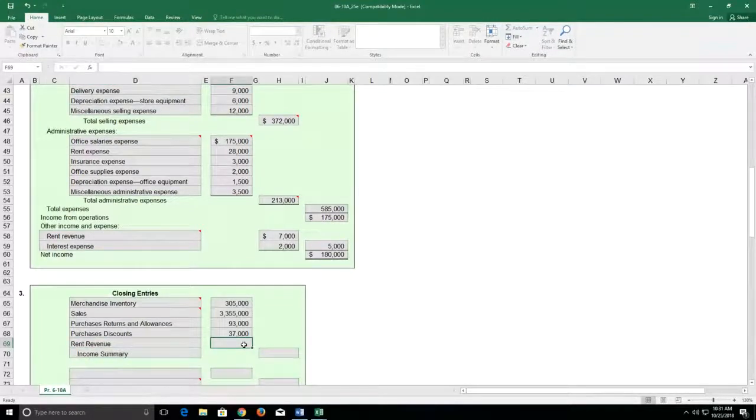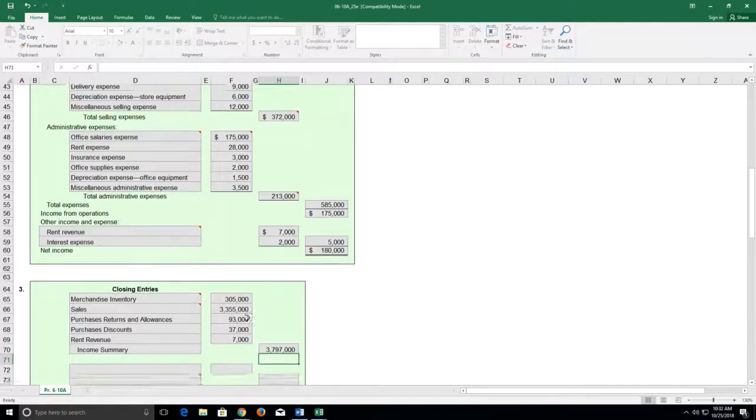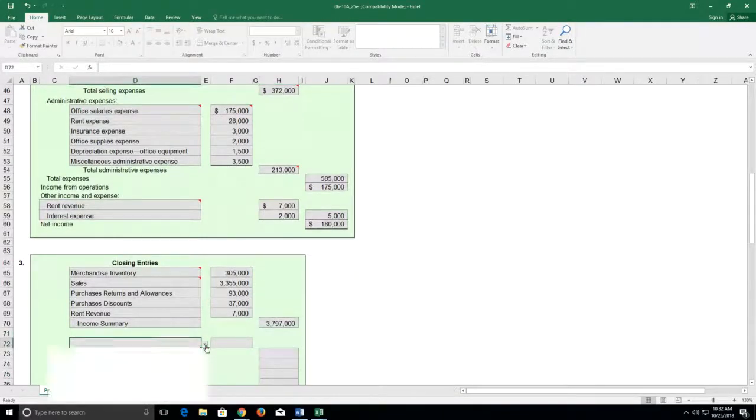And then the last revenue is good old rent. And our rent revenue was 7,000. So our total revenues are 3,797,000. We close our expenses out to the income summary with a debit.